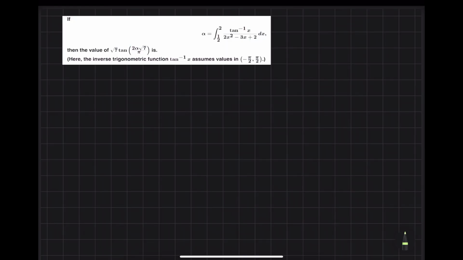So we got this question to integrate. The question is alpha equals integration from 1/2 to 2 of tan inverse x upon 2x square minus 3x plus 2 dx. Now, you know that majorly we used to take help of substitution and we used to assume that thing as z, to which after differentiation we get something which is available in the question.